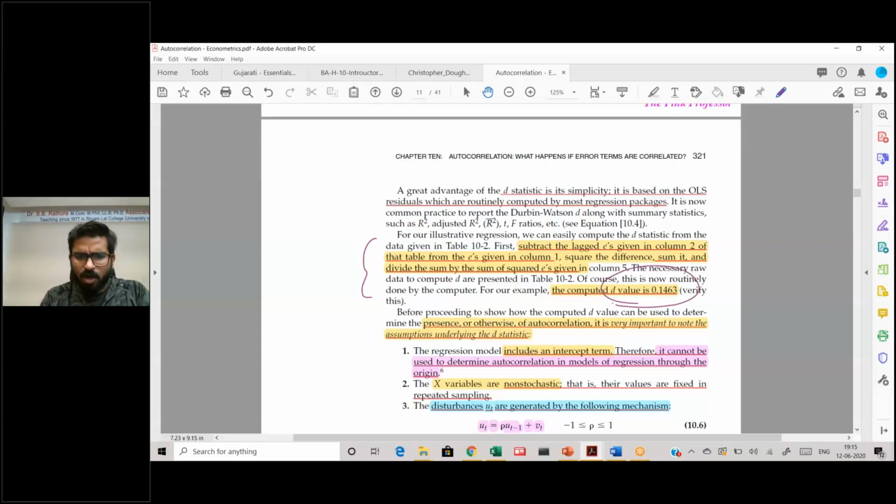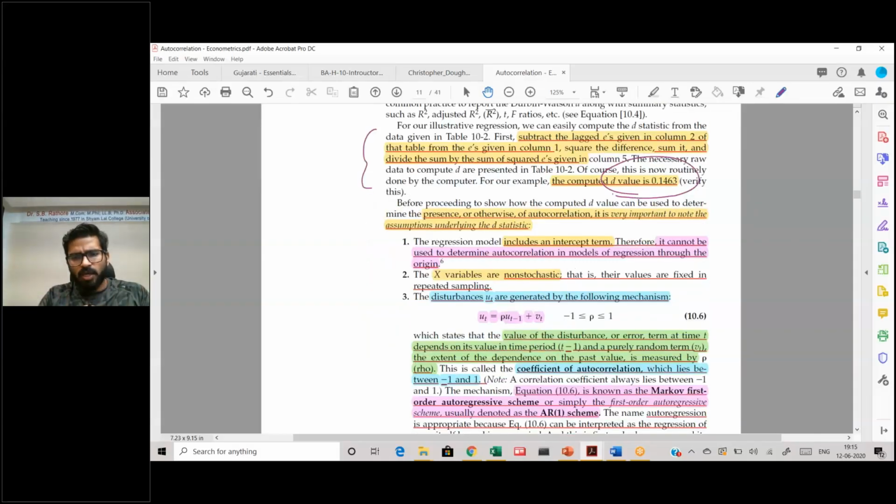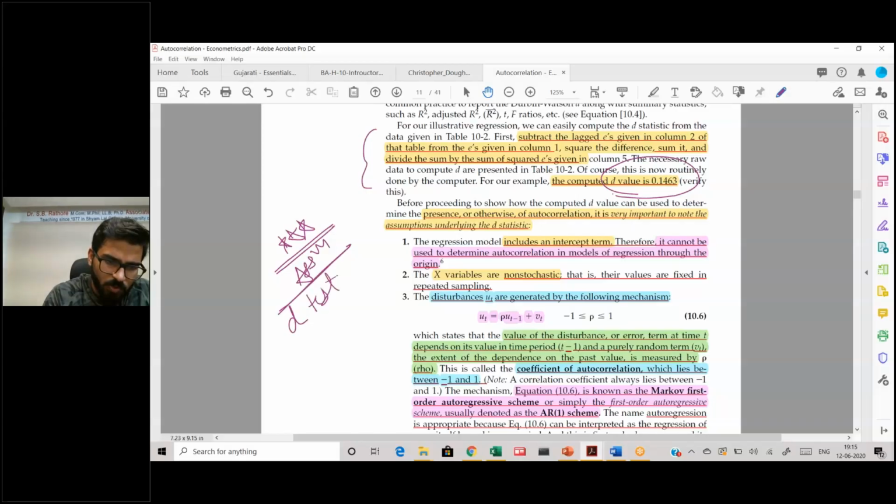Now let's see how we go about calculating this, and what the assumptions are in calculating the D statistic. These are extremely important assumptions. Please make a note of these assumptions, because you cannot run the D test without them. If these assumptions are violated, you would have to use some other test rather than the D test.